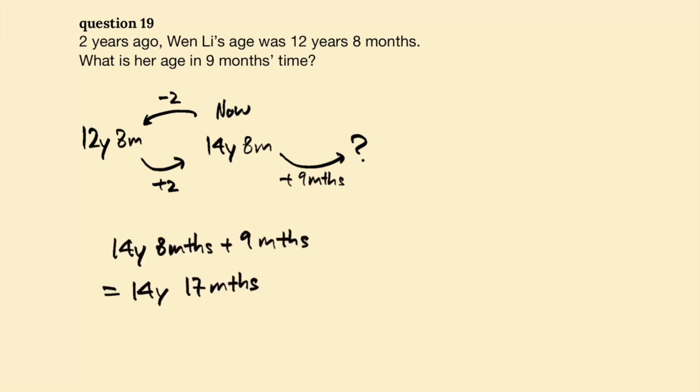So I'm going to take 14 years plus 8 months plus another 9 months. Now, 8 months and 9 months, that's a total of 17 months, right? But we're not going to write 17 months because there are 12 months in a year, which means we can take 12 out here and count it as 1 year. So you minus 12, you're going to get 5 months. And you add another 1 year here, that's 15 years and 5 months.